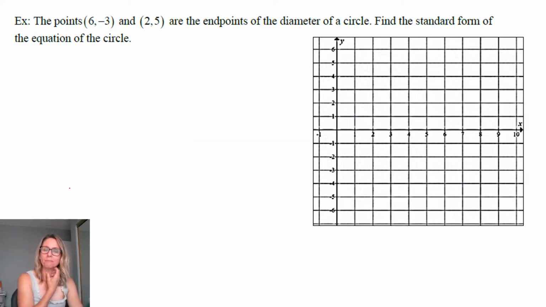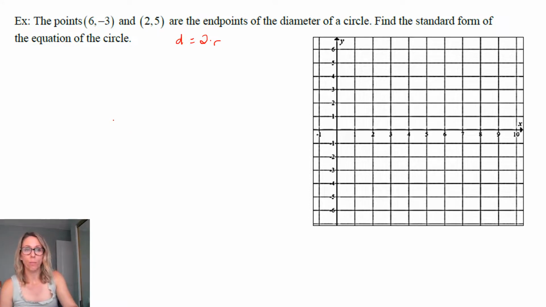Last thing here, last thing. We have the points that are the endpoints of the diameter of a circle. So something to remember is that diameter is 2 times the radius. So 2 radii make the diameter. Find the standard form for the equation of a circle. So notice, we are not given the radius and we are not given the center, but we are being expected to find it by being given some points.